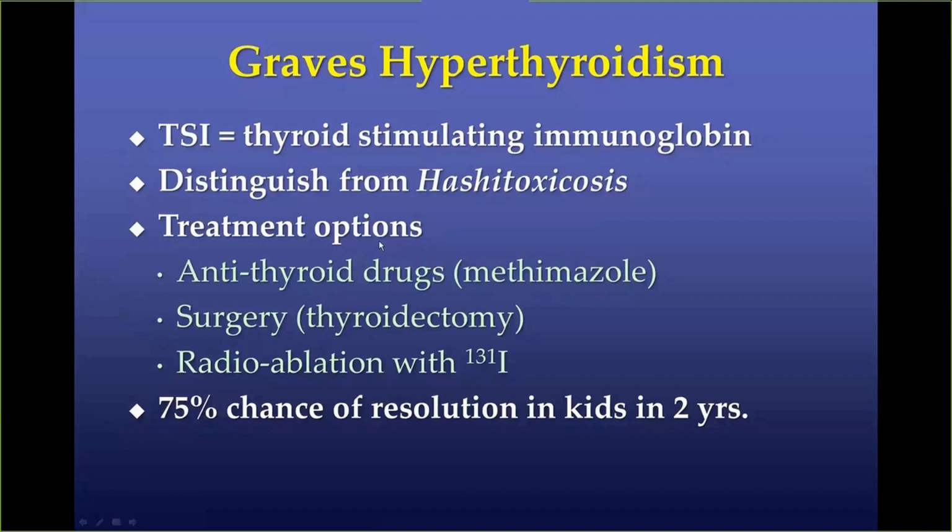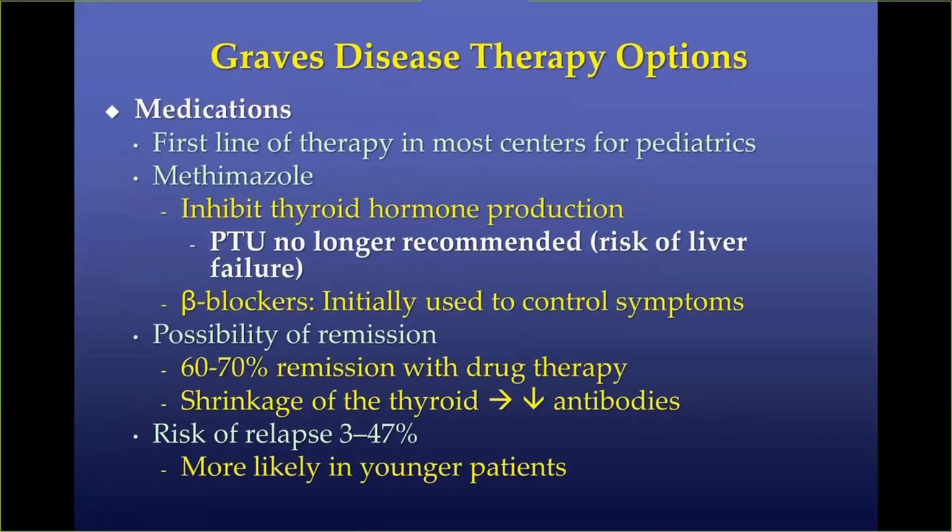Treatment options, there are 3 options. Antithyroid drugs, and we mostly use methimazole in pediatrics, surgery, which is total thyroidectomy, and then radioablation therapy. There is a high chance of resolution in kids within the first 2 years when you start treatment. Medications, the first line of therapy in pediatrics, is antithyroid medication. Adults go more for radioactive ablation and surgery, but for us, we usually start with antithyroid medication.